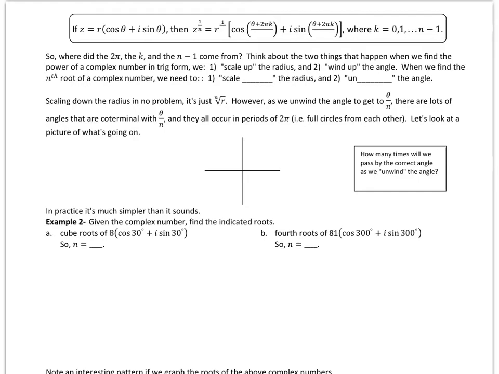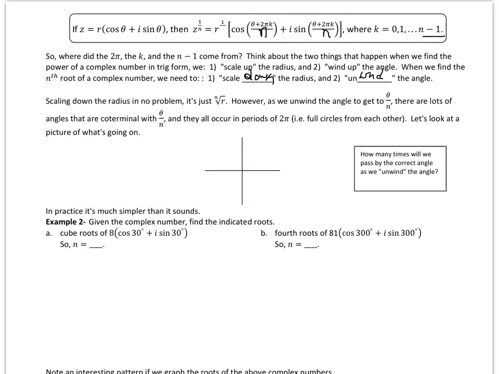The reason they're not that simple is this. The actual formula is this right here. Now, why do we have the 2 pi k and all this n minus 1? Here's why. When we take powers of a root, we scale up the radius and we wind up the angle. When we find the nth root, we put that process in reverse. We're going to make the radius smaller and unwind the angle. These are Mr. Law's terms, by the way.